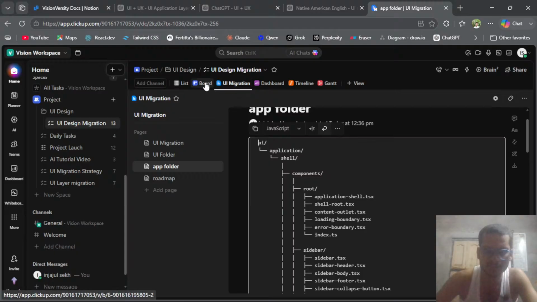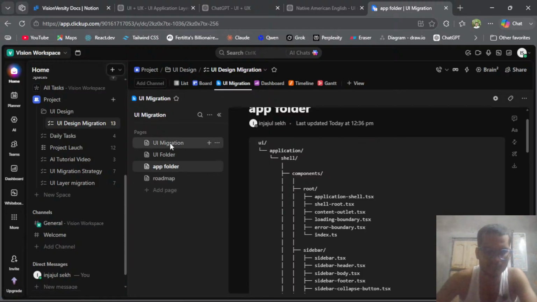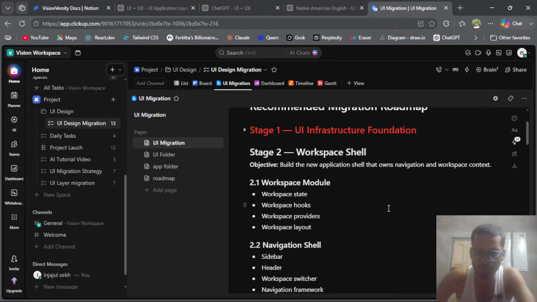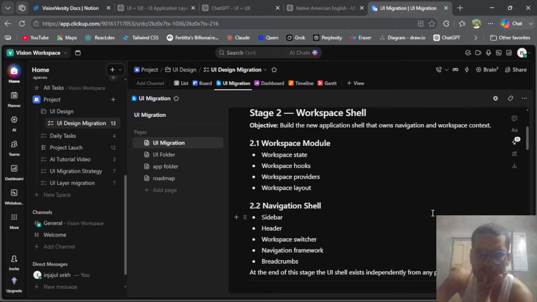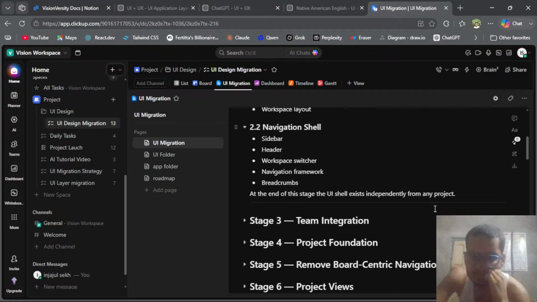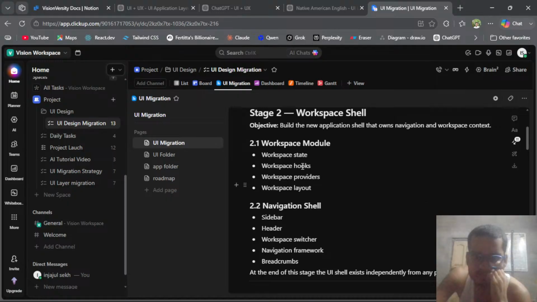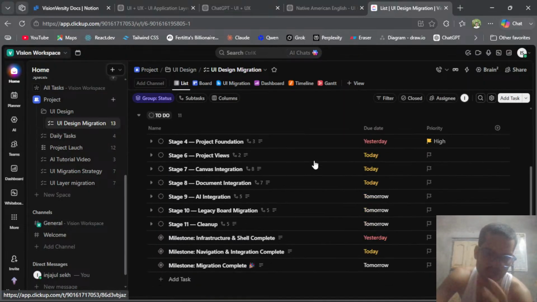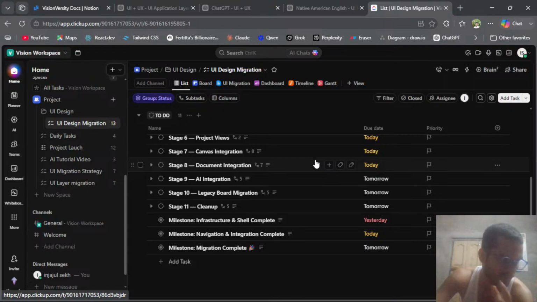So the plan is, this is the overall plan. I complete some of them. So guys, this is the plan, and I'm just executing my plan one by one. And this is the whole stage.